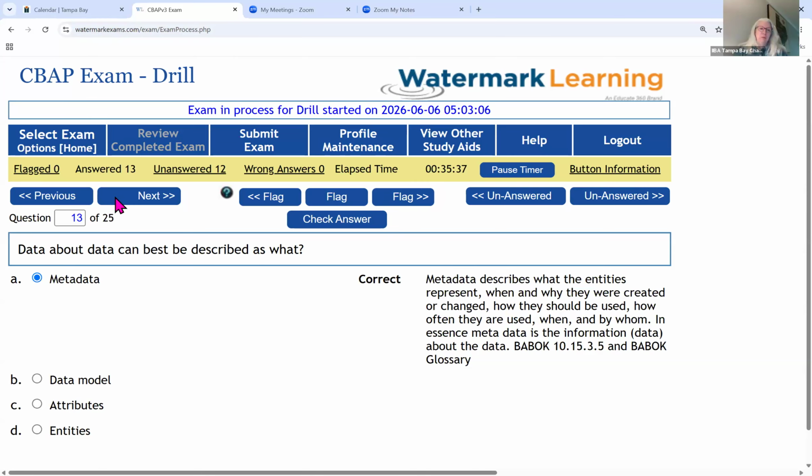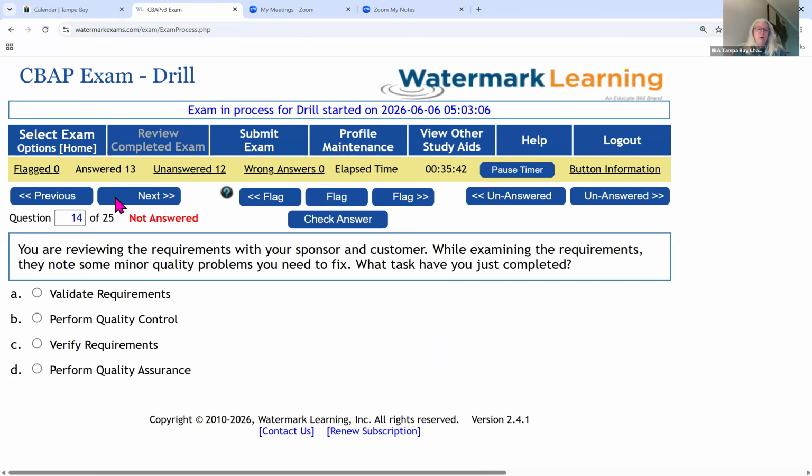You are reviewing the requirements with your sponsor and customer. While examining the requirements, they note some minor quality problems that you need to fix. What task have you just completed? So remember the task that ends with a Y because it's quality. Is it validate requirements, perform quality control, verify requirements, or perform quality assurance? So which one can we eliminate, which is not a task in the BABOK?